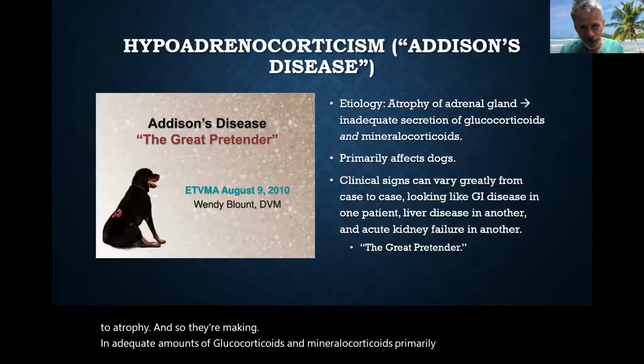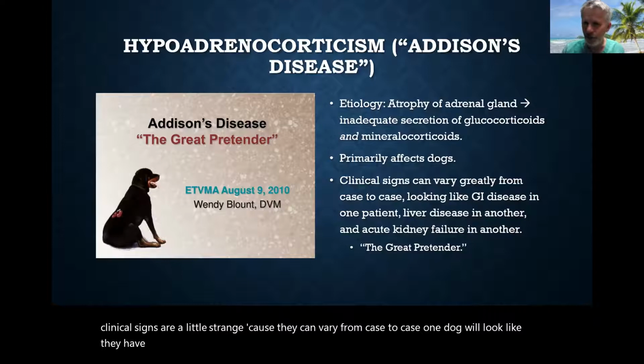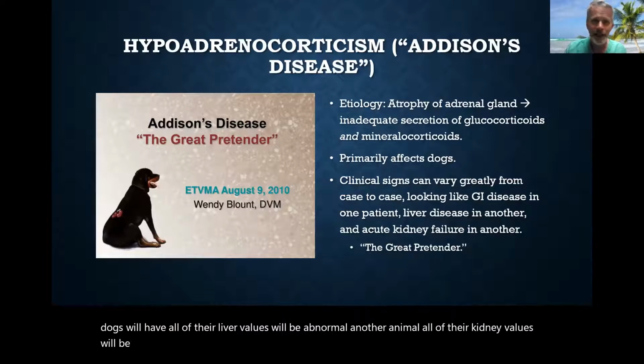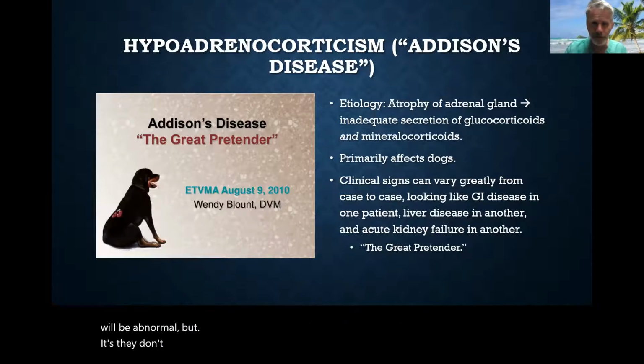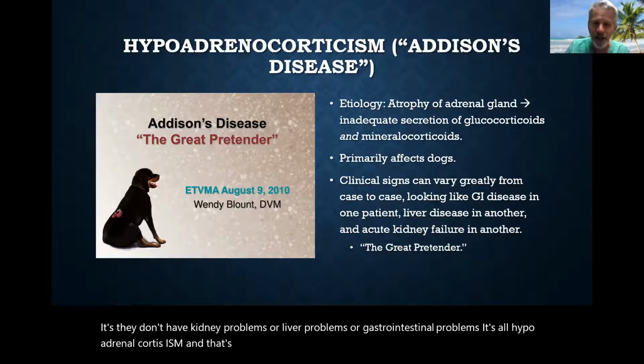It primarily affects dogs, and the clinical signs are a little strange because they can vary from case to case. One dog will have vomiting and diarrhea, so you'll think it's a gastrointestinal disease. Some dogs will have all of their liver values abnormal. Another animal, all of their kidney values will be abnormal. But they don't have kidney problems or liver problems or gastrointestinal problems. It's all hypoadrenocorticism. And that's why this disease is called the great pretender, because it can look like a lot of other diseases.